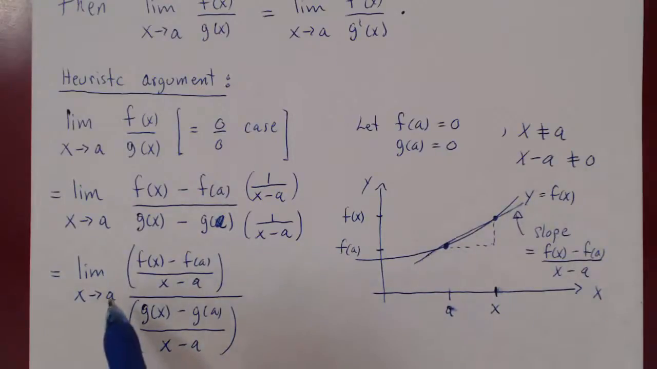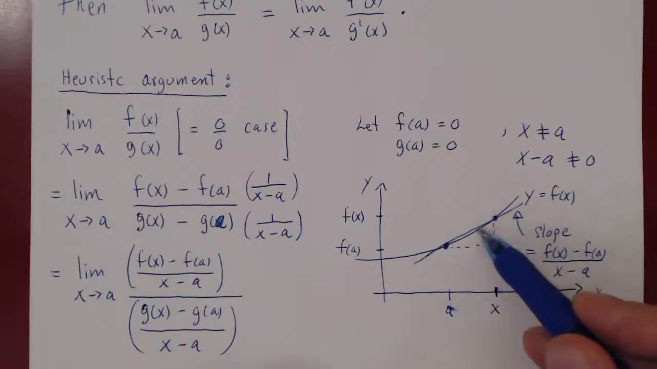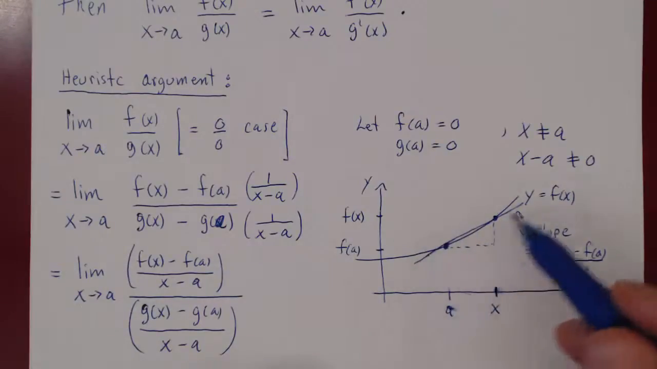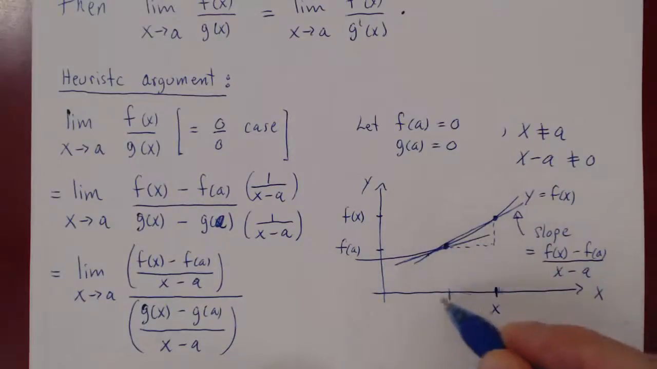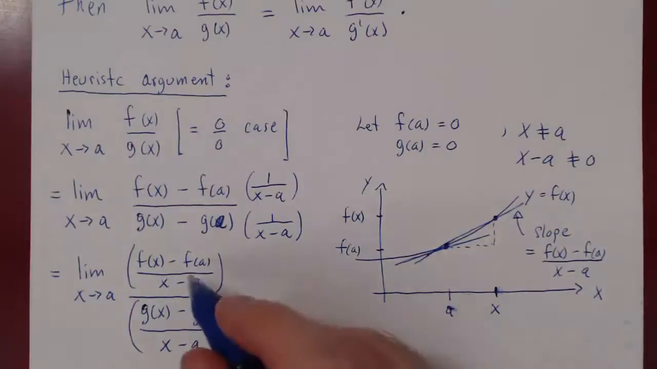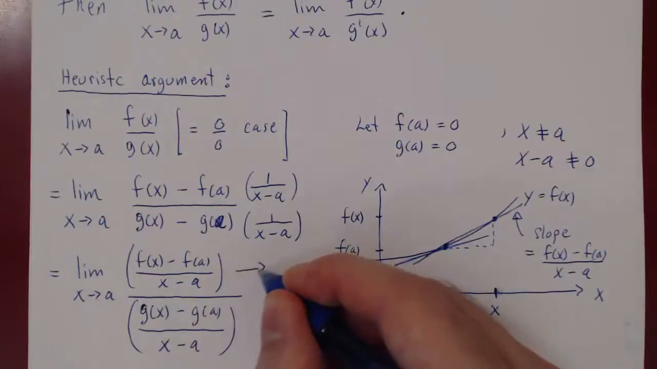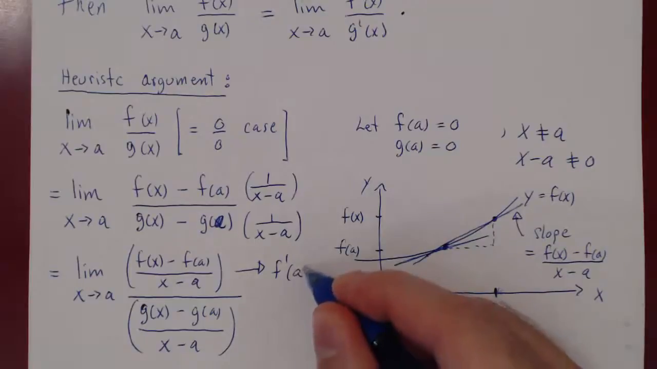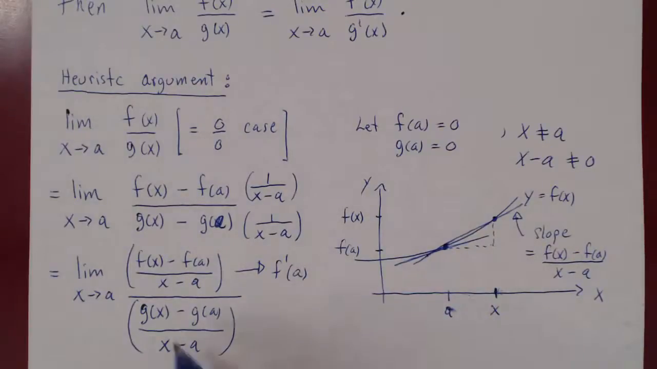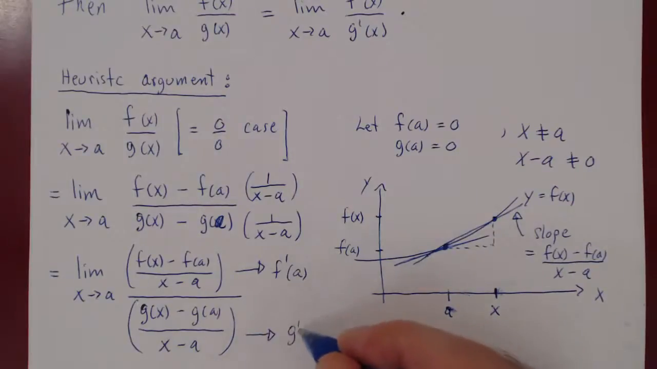But now we're letting x approach a. As x approaches a, this point will approach this point, and so the secant line will approach the tangent line to f at a. So f of x minus f of a over x minus a will be approaching the derivative of the function at a. And the argument is the same for g of x minus g of a over x minus a. This will be approaching the derivative of the function g at a.